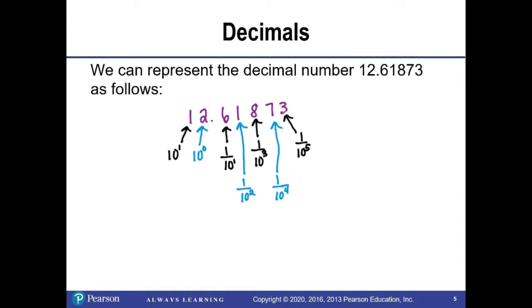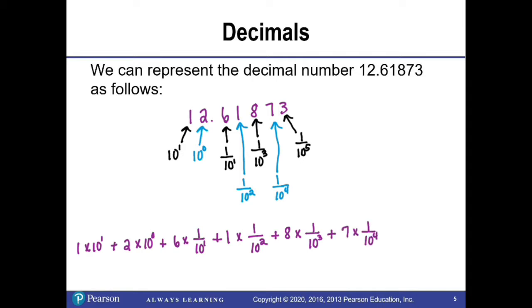If I write this in expanded notation, I begin with the 1 that's in the tens place. So we have 1 times 10 to the first. Then moving to the right, we have the ones place, so 2 times 10 to the 0, 10 to the 0 is 1, plus 6 times 1 over 10 to the first, plus 1 times 1 over 10 squared, plus 8 times 1 over 10 cubed, plus 7 times 1 over 10 to the fourth, plus 3 times 1 over 10 to the fifth. Now I can also write this using negative exponents.